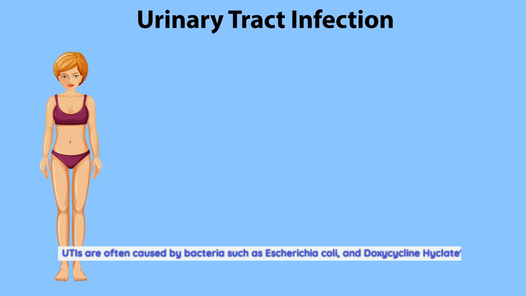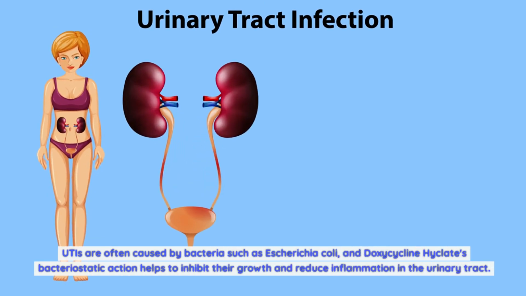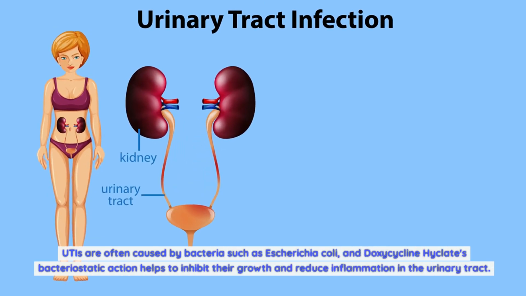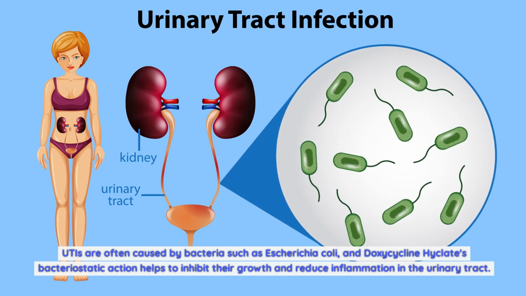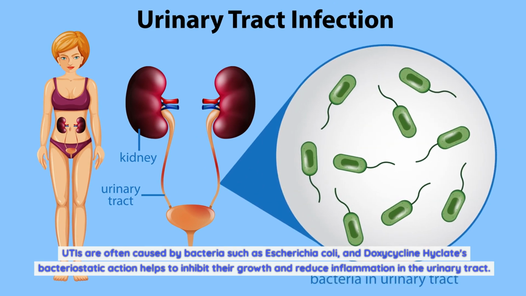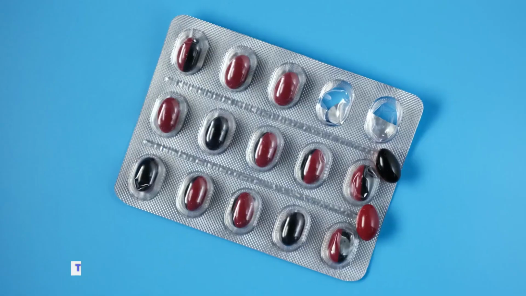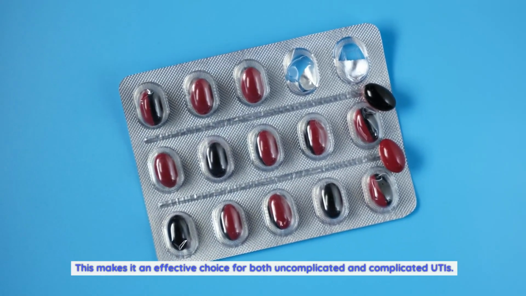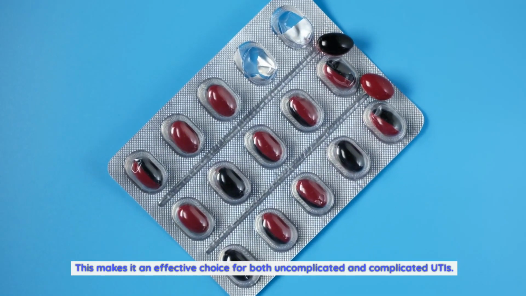Another area where Doxycycline Hyclate shines is in the treatment of urinary tract infections, UTIs. UTIs are often caused by bacteria such as Escherichia coli, and Doxycycline Hyclate's bacteriostatic action helps to inhibit their growth and reduce inflammation in the urinary tract. This makes it an effective choice for both uncomplicated and complicated UTIs.